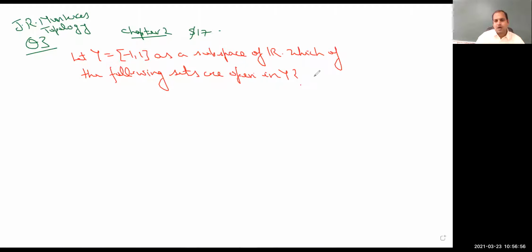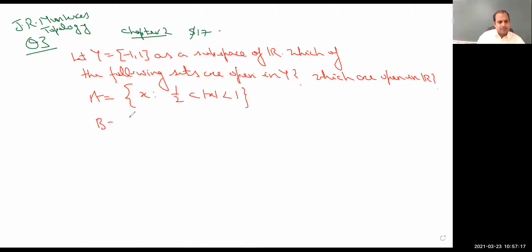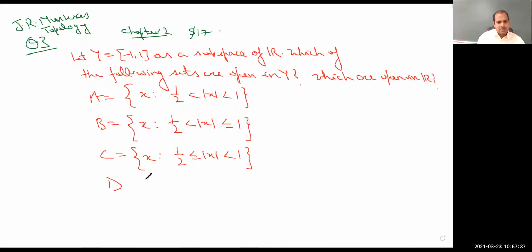And which are open in R? Part A: set A is the collection of all those x such that half is less than mod x is less than 1, strict. Set B is the collection of all those x such that half is less than mod x is less than or equal to 1. C part: the collection of all those x such that half is less than or equal to mod x is less than 1.